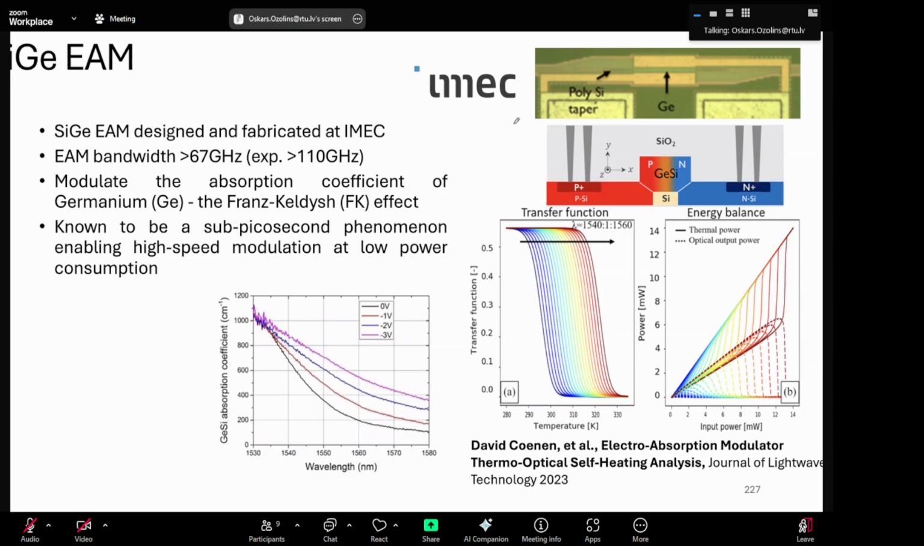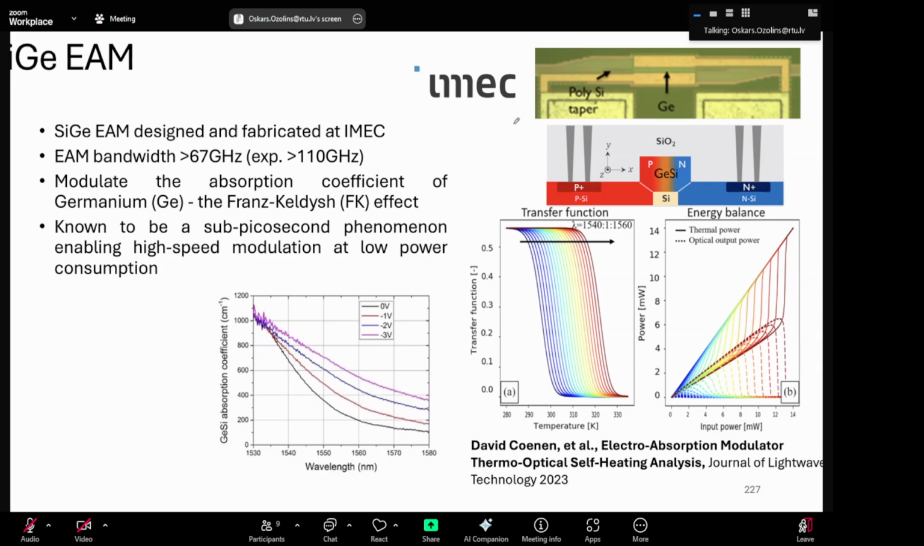So then one can do quite high speed modulation and low power consumption. The one big problem there is self-heating of this modulator. What happens is when you put in more power, this transfer function shifts to a different wavelength. And since this particular chip we tested on wafer with the grating couplers, these grating couplers allow you to couple light to the modulator, but they are also wavelength dependent.